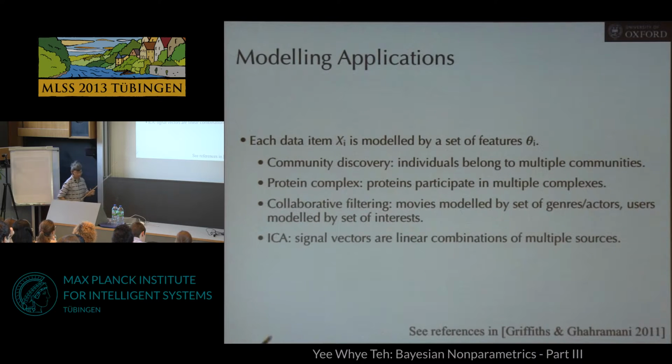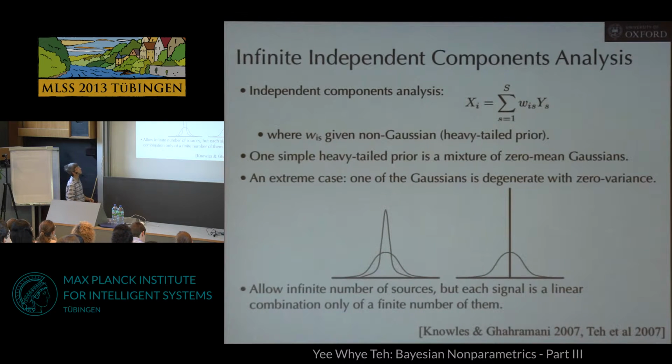And the last little application I'd like to talk about, because I quite like it, it's quite cute, relates to the idea of independent components analysis. This is a model that people use in signal processing for source separation, blind source separation. Here x_i is going to be a signal, and we're going to assume that the signal that we observe is a linear combination of a certain number of sources.